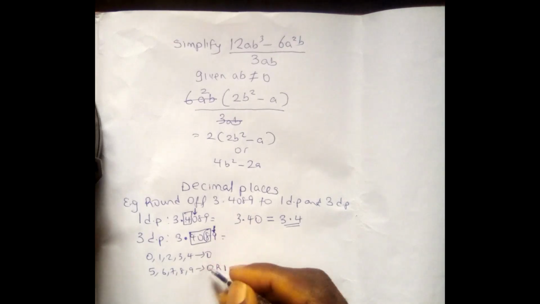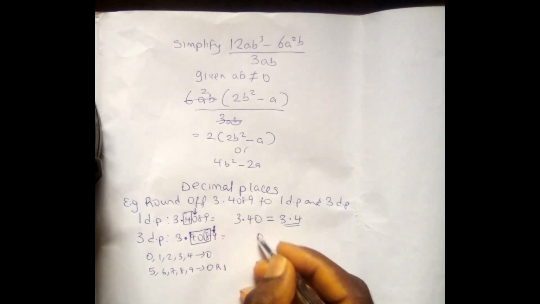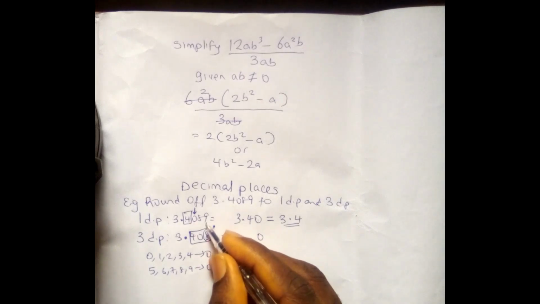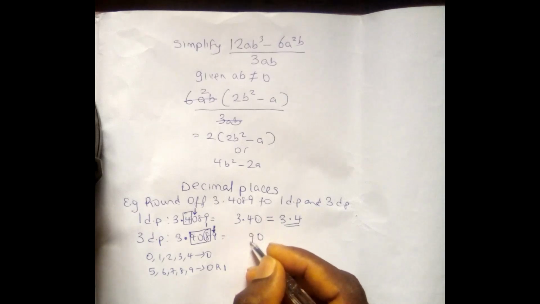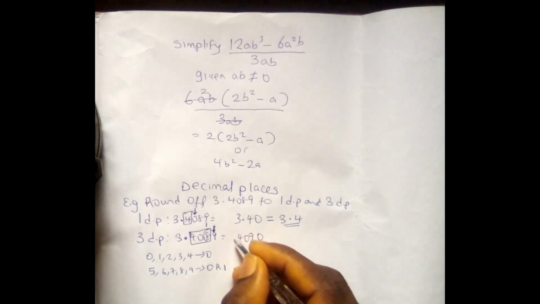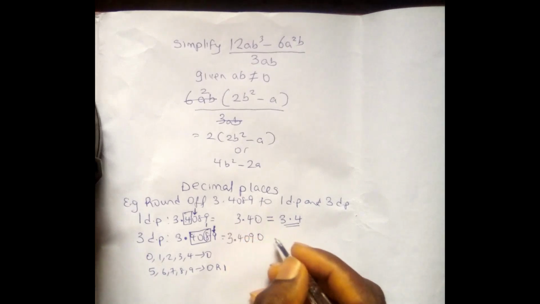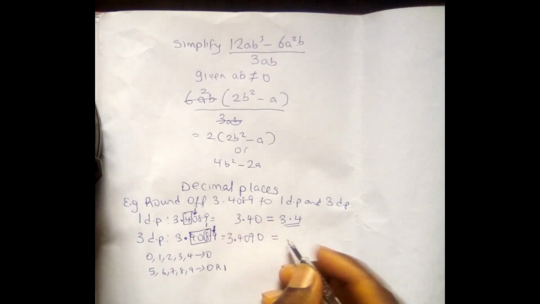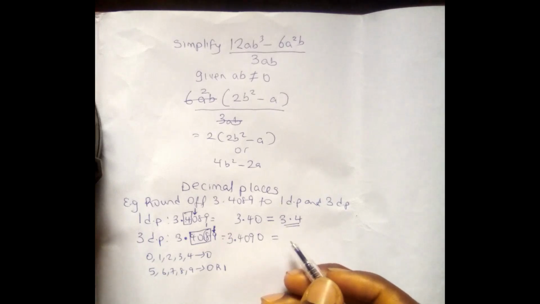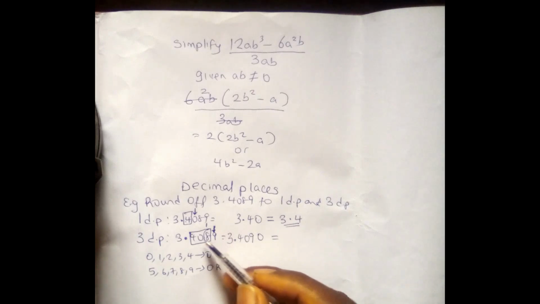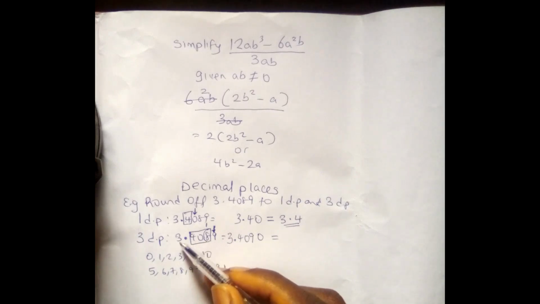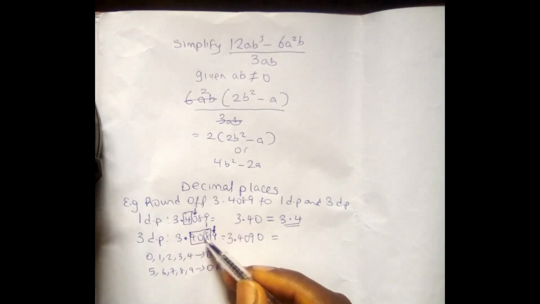And 9 falls in this category, so 9 will be rounded up to 0, and you add 1 to the next number. So 1 plus 8 will give us 9. The 0 and 4 remain the same, and our 3 remains the same. But since they say it's 3 decimal places, they want you to leave just 3 numbers after the decimal point.